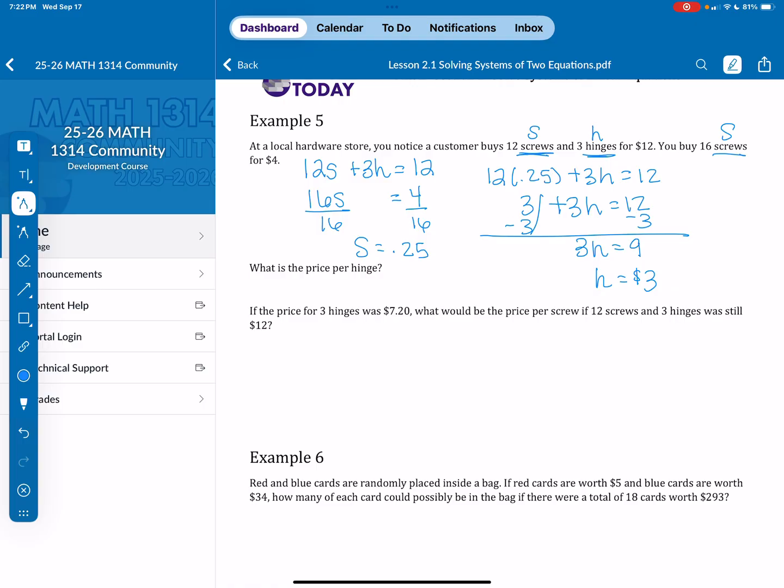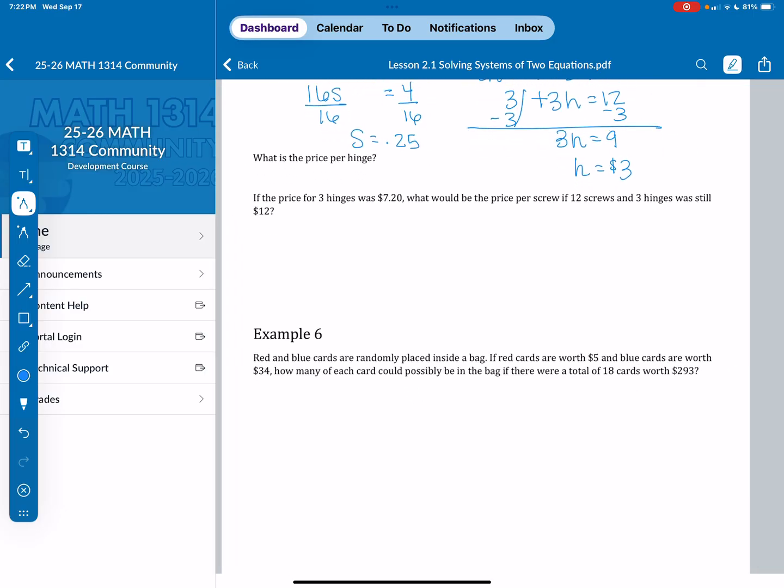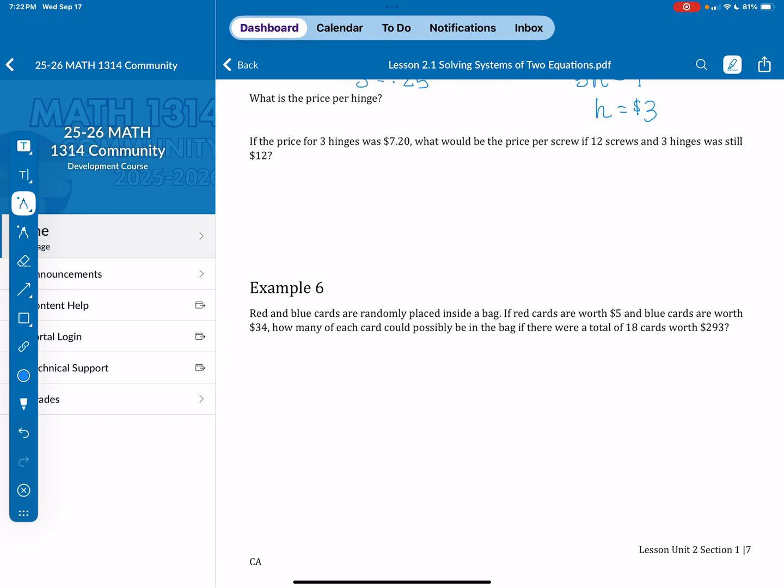Okay. So on the next part, it said if 3 hinges were $7.20, what would the price be if 12 screws and 3 hinges still equal $12? So I would still have 12S plus 3H equals 12.